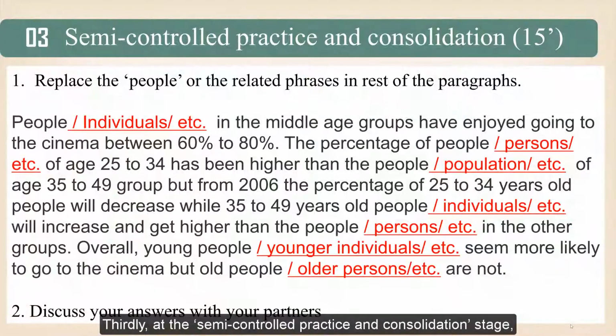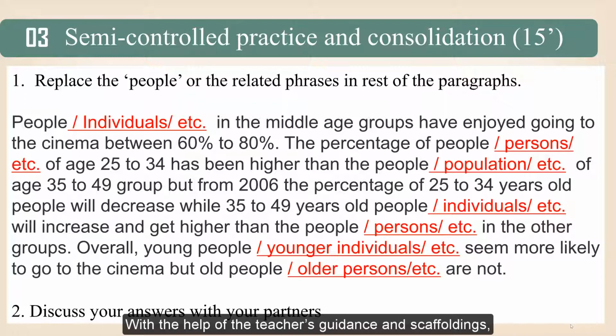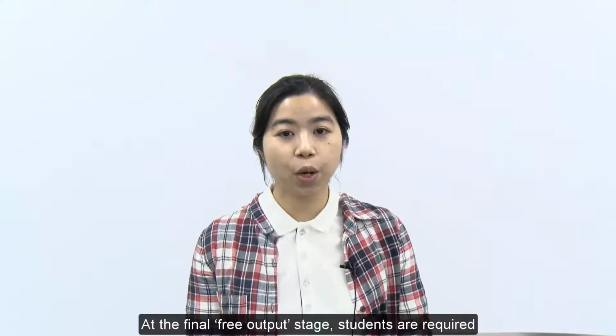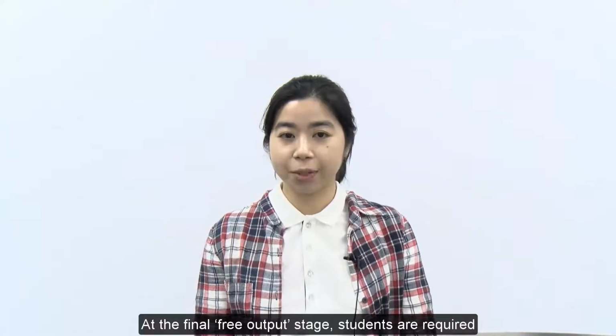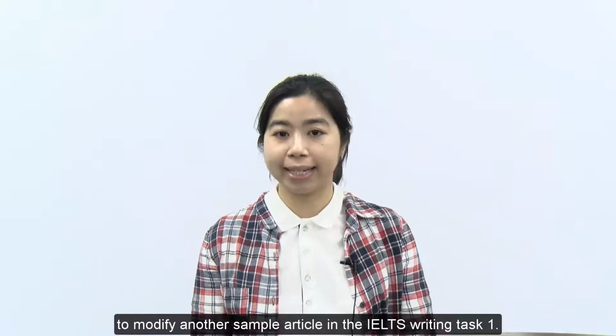Furthermore, at the semi-controlled practice and consolidation stage, students are asked to use the context-specific near synonyms of "people" to substitute the word in the article presented in the first stage. With the help of the teacher's guidance and scaffolding, they are expected to improve the lexical variety through pair and group work.